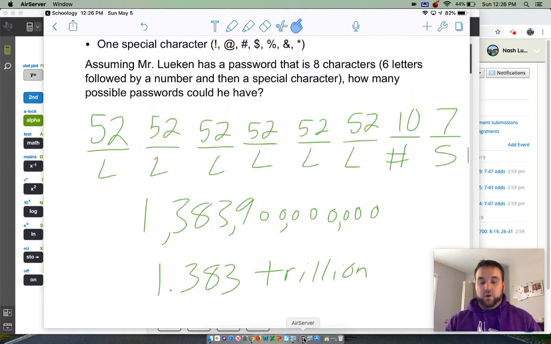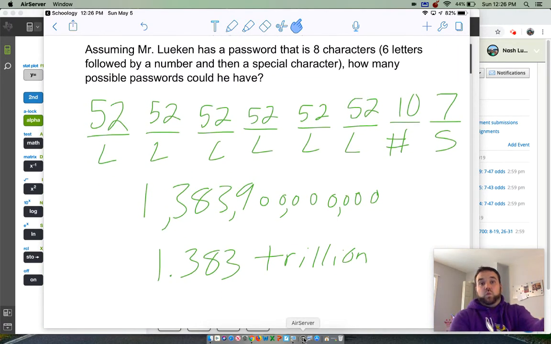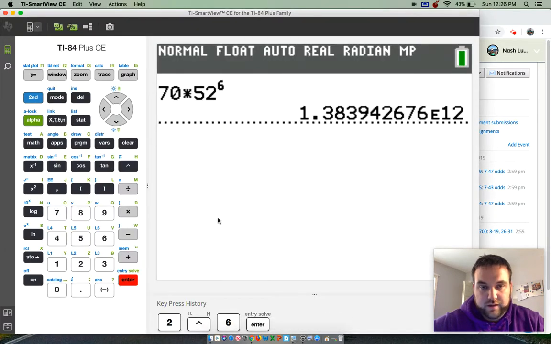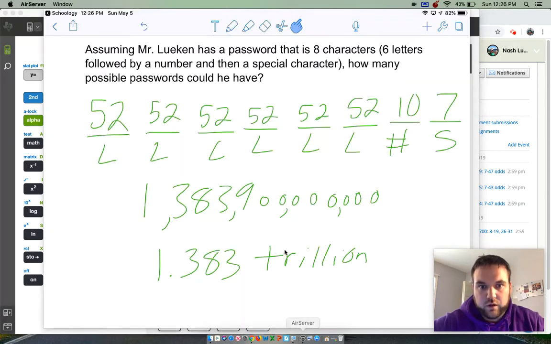But if I wanted to calculate the number of possibilities for this one specific situation, that's how I would do it. So that is a ton of possible passwords, which is why if you get hacked, it's not great, but there are people out there trying probably right now to figure out what your password is.